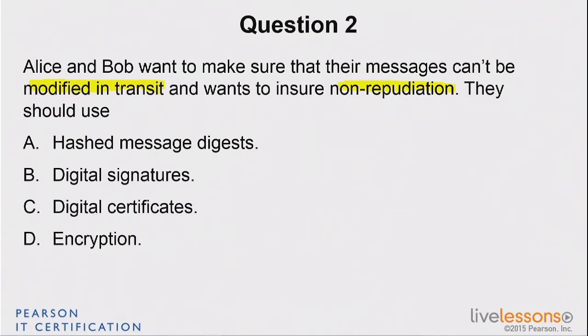Hash message digest. Well, yeah, they do need some hashes, but let's keep going through our answers. A digital signature, well, we like that one. That's the one we thought it was going to be. Digital certificates, well, you know, they do need to have public and private keys. They need to understand this, but that in itself is not what's going to ensure that their message can't be modified in transit or ensure non-repudiation. And they don't need encryption because they're not looking for the confidentiality. So while the hash message digest is going to ensure the message in transit, it doesn't ensure non-repudiation. So that brings us right back to the answer we thought it was, which was digital signatures.